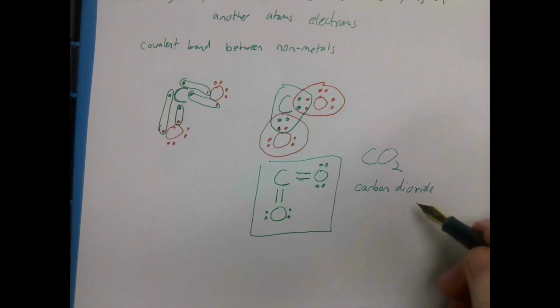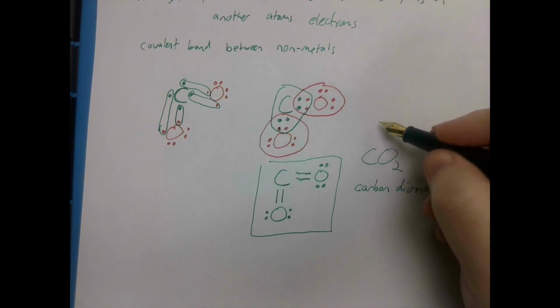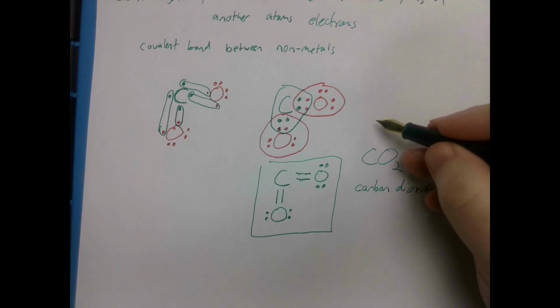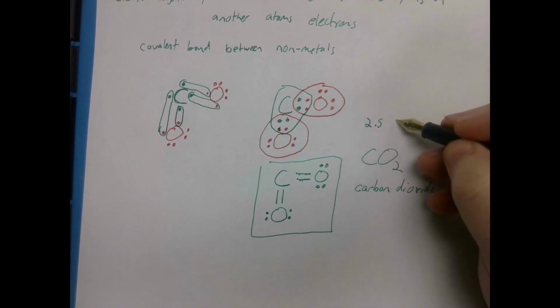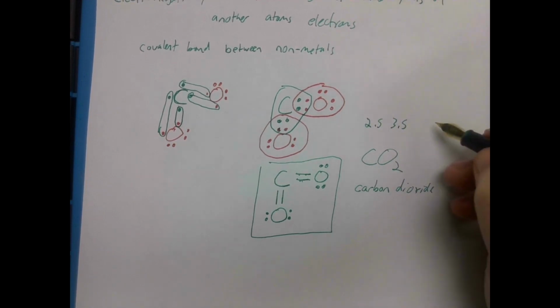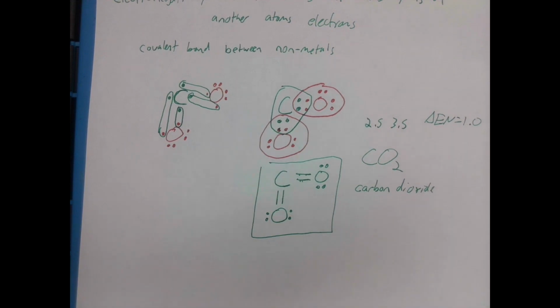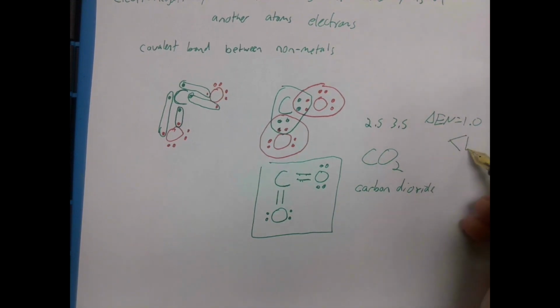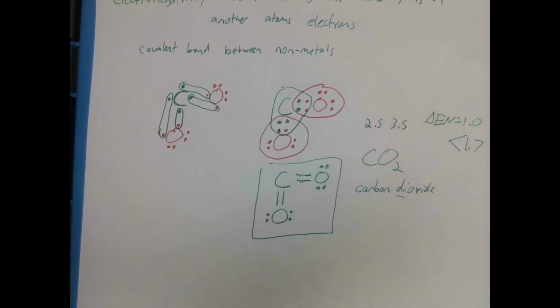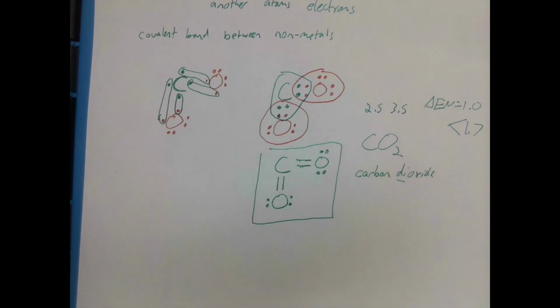And we only name it this because of the EN difference. So you have to look up: carbon is 2.5, oxygen is 3.5. What's the difference? The difference of EN is 1. Because it's less than 1.7, we have to include the prefix di. And we never put mono in the front.